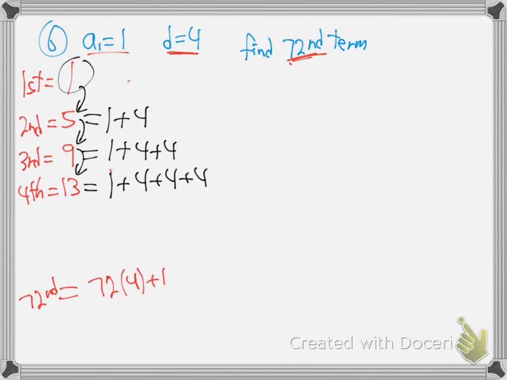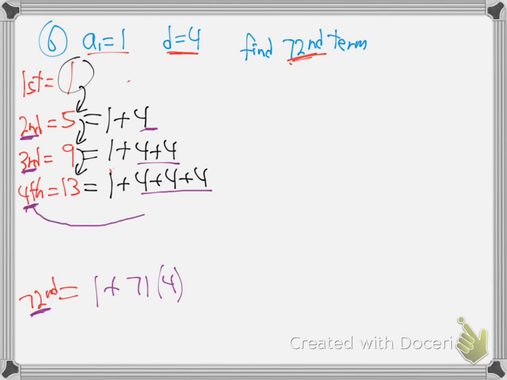It is all about careful observation. The fourth term has how many 4s? 3. The third term has how many 4s? 2. The second term has how many 4s? 1. So the 72nd term will have 71 4s. I could write it like the other ones. It would be 1 plus 71 4s, wouldn't it? Does everybody see that?